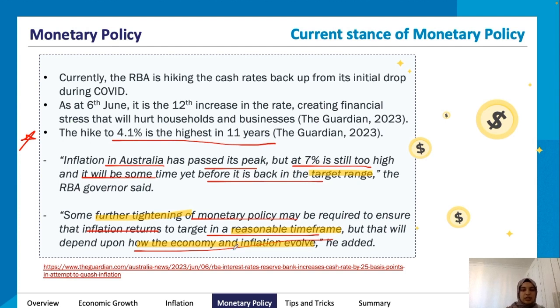So I've put down at the bottom a link to the article that I've quoted here, which is from The Guardian. It says that the RBA, the Reserve Bank, increases the cash rate by 25 basis points in an attempt to quash inflation. So news articles like this are really important to what I was talking about earlier.